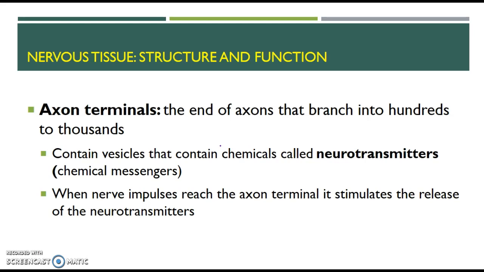So axon terminals are at the end of axons. And these can branch into hundreds or thousands, and they contain neurotransmitters. And if you remember back in Anatomy 1 when we talked about muscle contraction, we talked about axon terminals coming into contact with muscle cells. So these axon terminals can either be going towards another neuron, or they can be going towards another body cell. Inside of these vesicles are neurotransmitters, like acetylcholine, the one that we saw in muscle contraction. And basically these neurotransmitters are going to stimulate something else to happen.